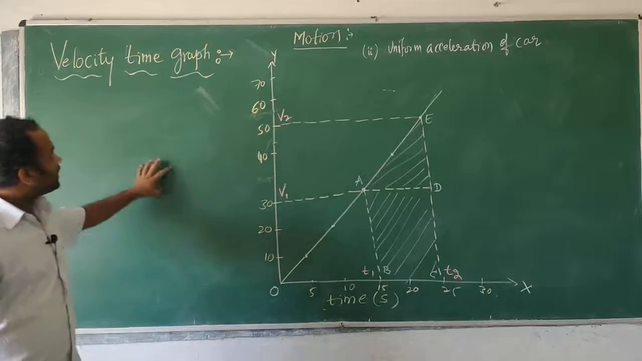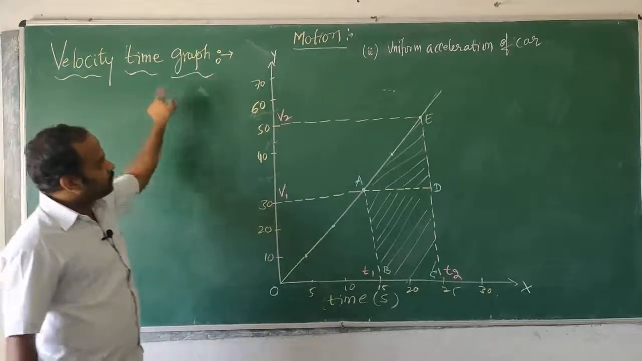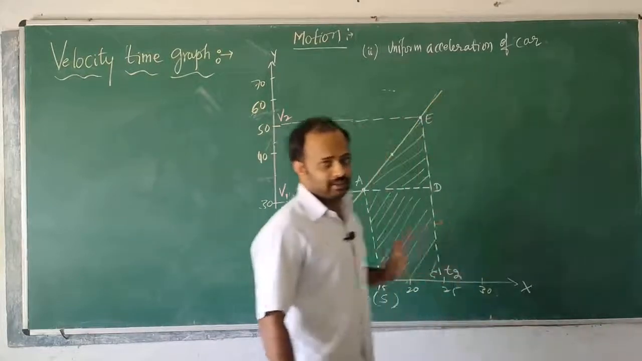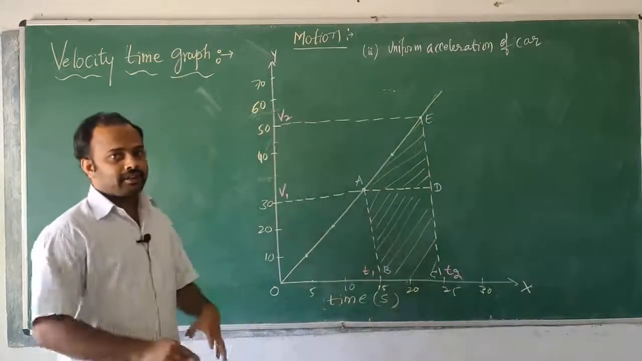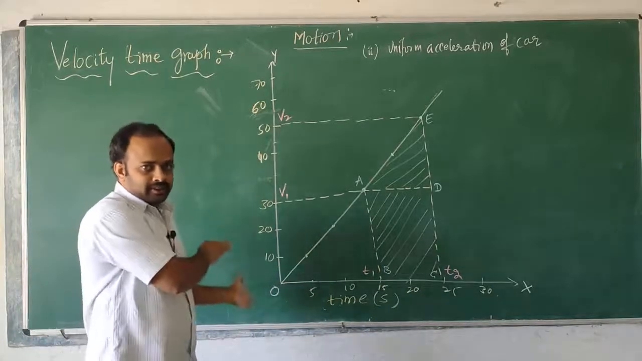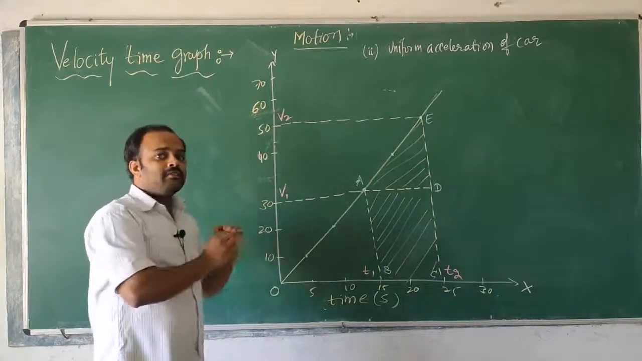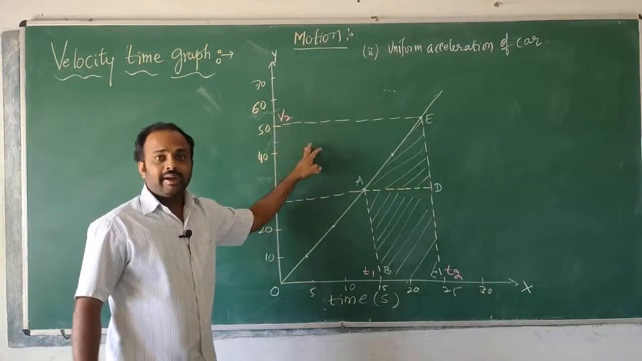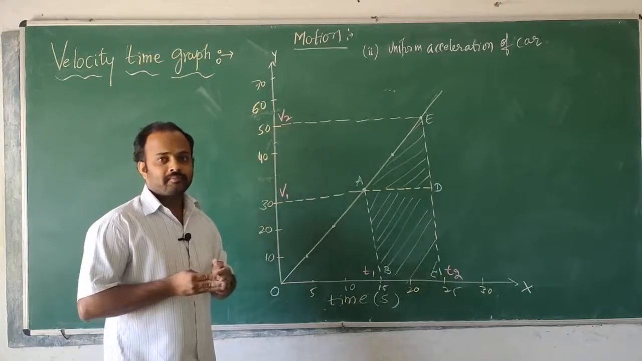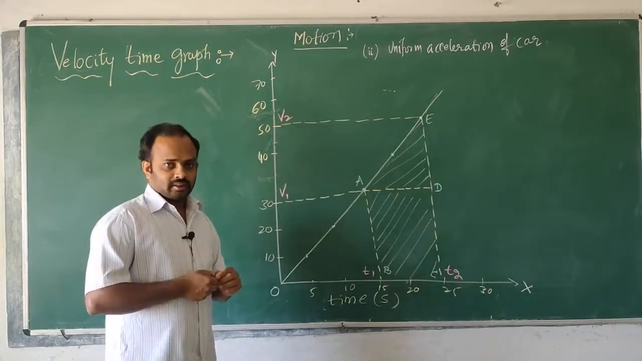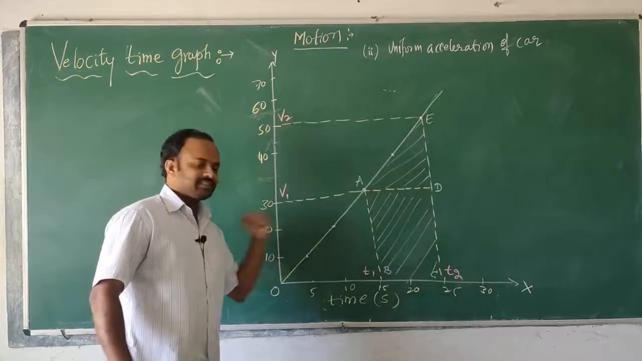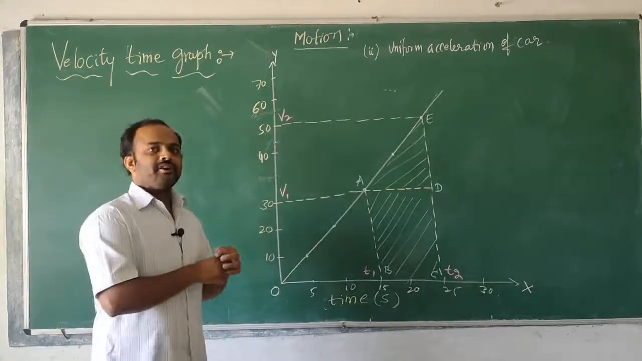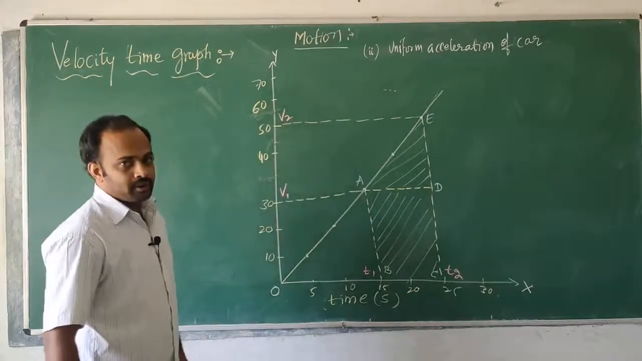Okay, students. Similarly, the velocity time graph for uniform acceleration of a car. In the previous one, we discussed uniform motion of the car. Here, uniform acceleration. Uniform acceleration means that at every time, the acceleration is constant. For a particular time, the acceleration is constant. Then it is called uniform acceleration.